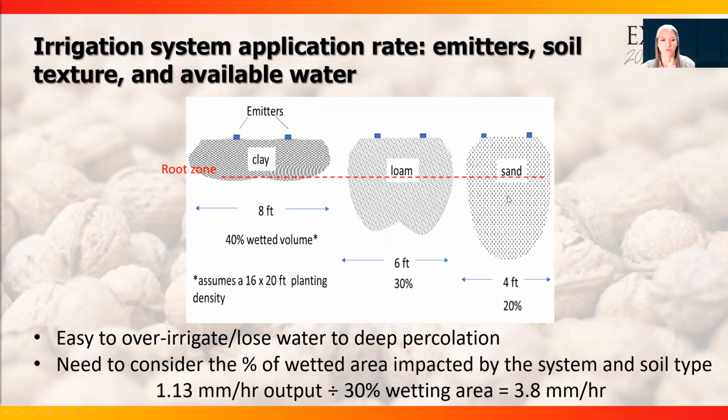And in a sandier soil, you may remember I said that the sandier texture soil does not have as much water holding capacity. And so water is going to move more quickly and percolate deeper into the soil in a sandy soil. And so this is going to impact what percentage area is covered by the irrigation system at the surface.